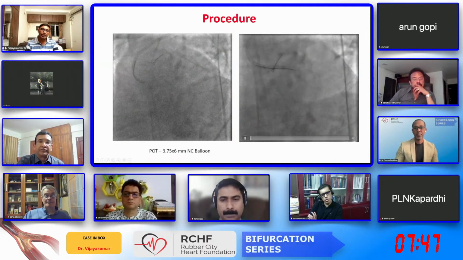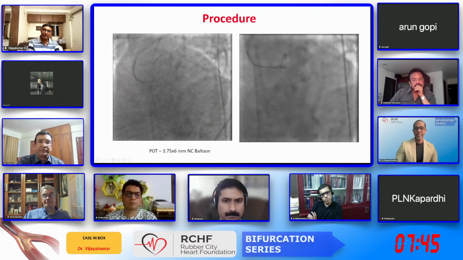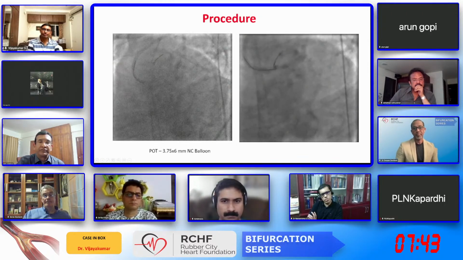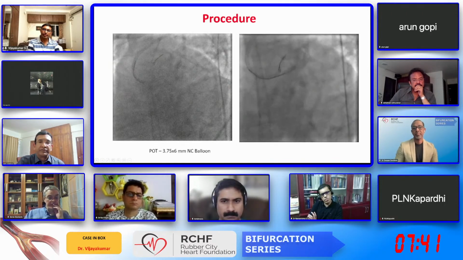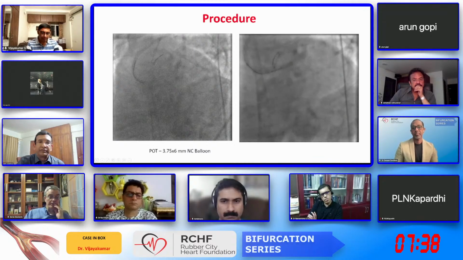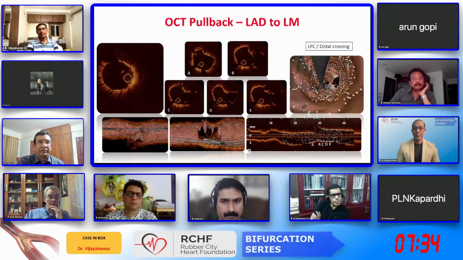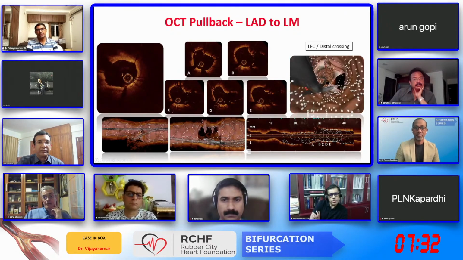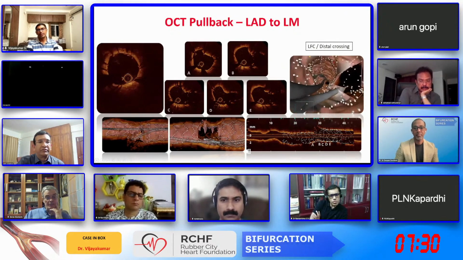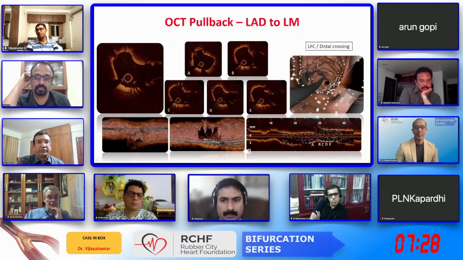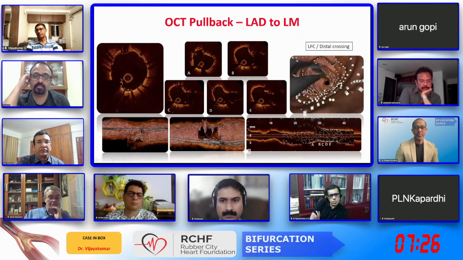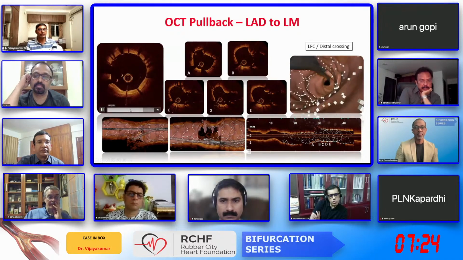And we recrossed into LCX, and so we did an OCT imaging. Any comments from experts here? Crossing position, just put it even as a fly through. If you want, I can replay it.